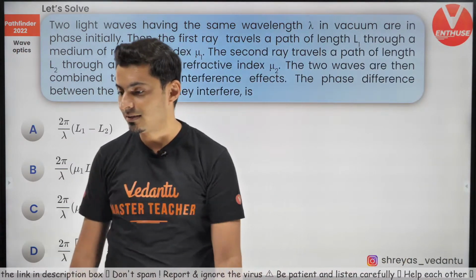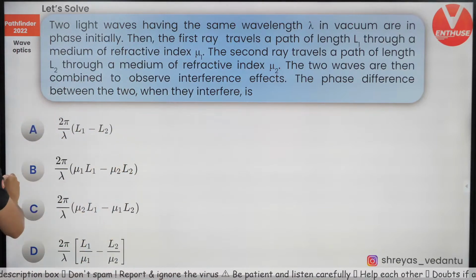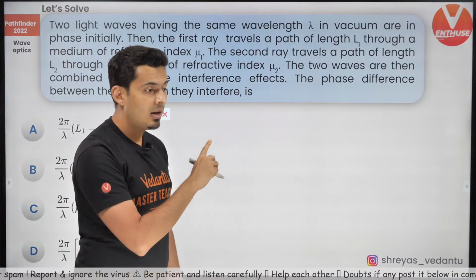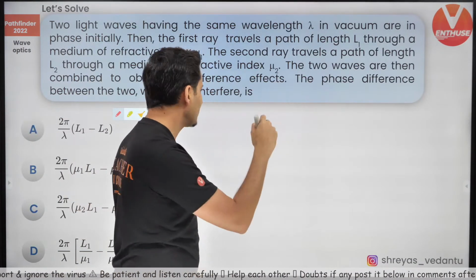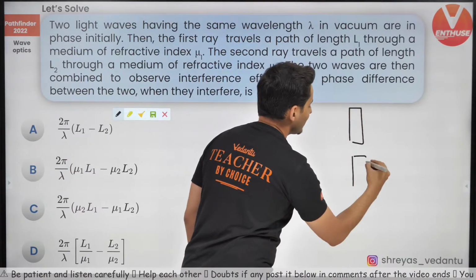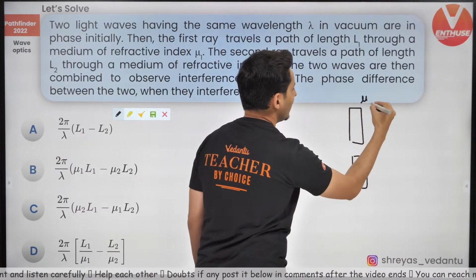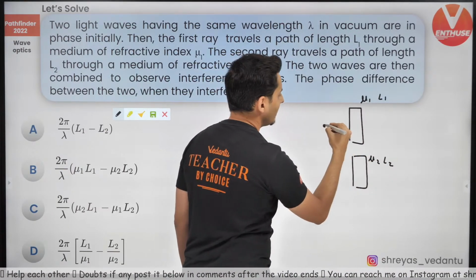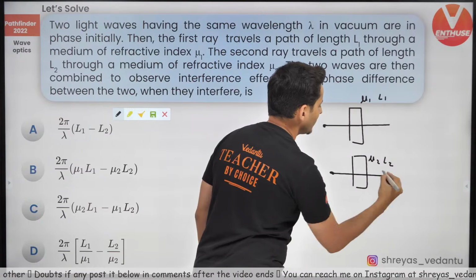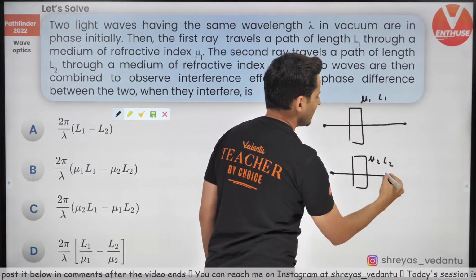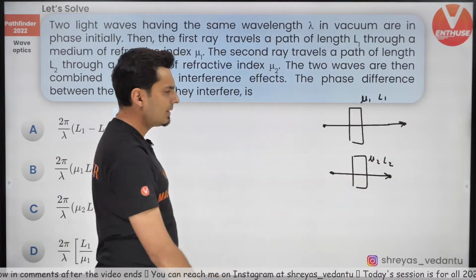Not path difference. Hi Sailaja. What's the phase difference? To calculate phase difference, we need path difference. And to calculate path difference, let me just visualize this first. Okay, we have slab 1, we have slab 2, and this is mu1, length L1, this is mu2, length L2. Light over here goes like this and goes here like this. Okay, now obviously there will be some path difference between them.